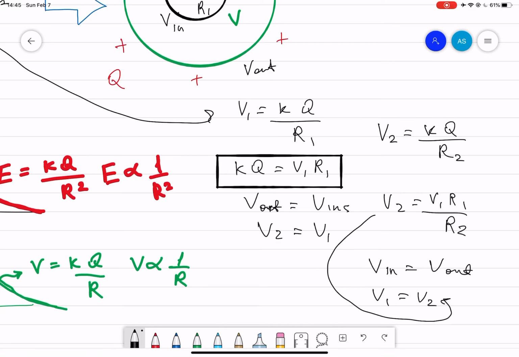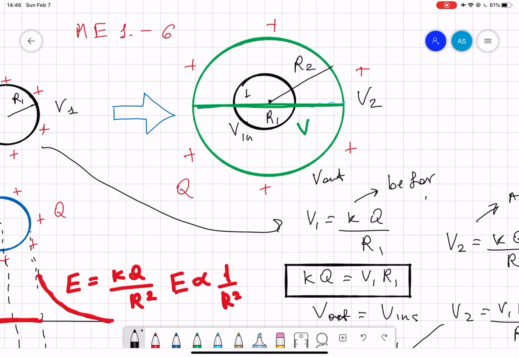So this is before, and this is after connection. After connecting, all charges will move to the outer sphere.